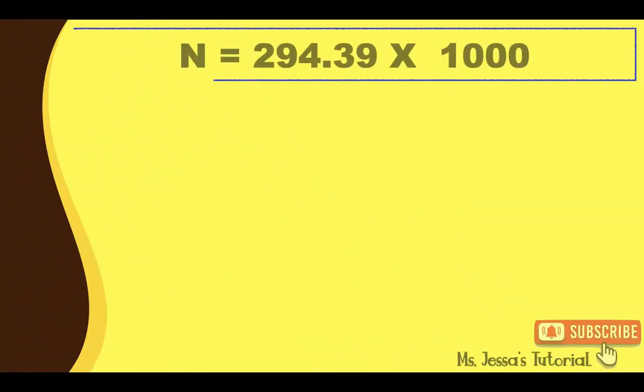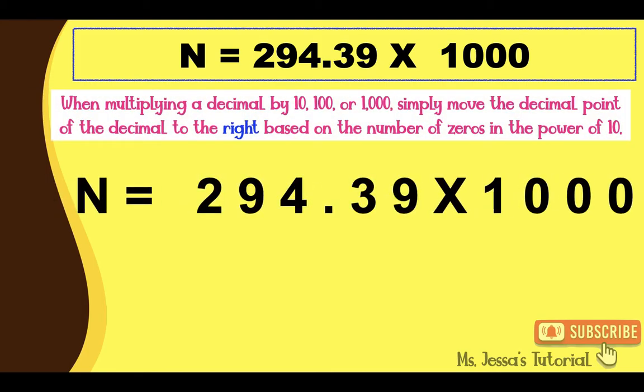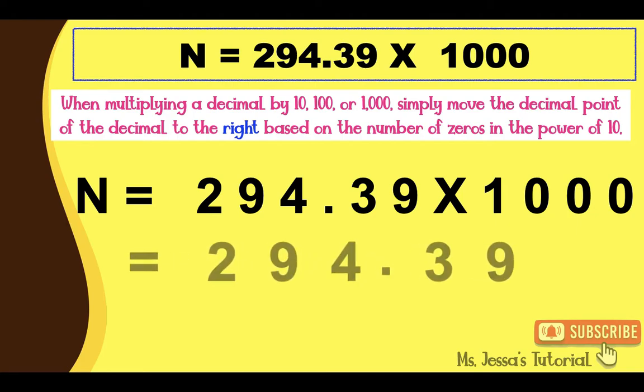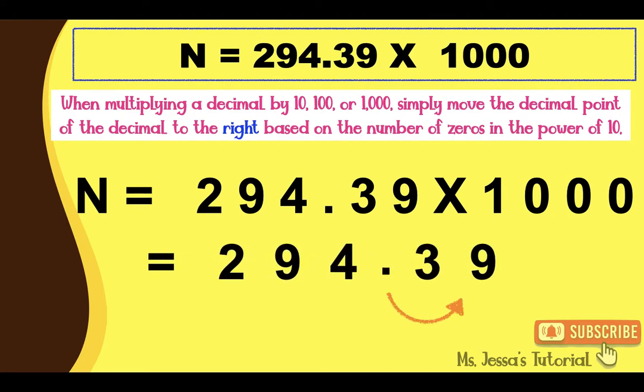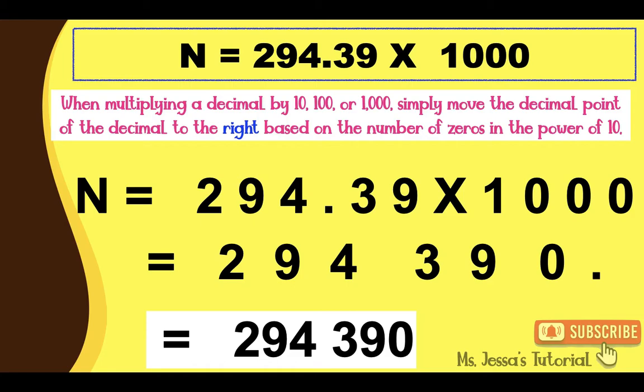How about if we have this? N is equal to 294.39 times 1000. So here, children, how many zeros do we have? Very good. We have 3 zeros. So that means we're going to move the decimal point thrice. So let's do it. 1, 2, 3. So we're going to put the decimal point here, and as you can see, there's no digit before the decimal point, so we're going to put 0 there. So the answer is 294,390.